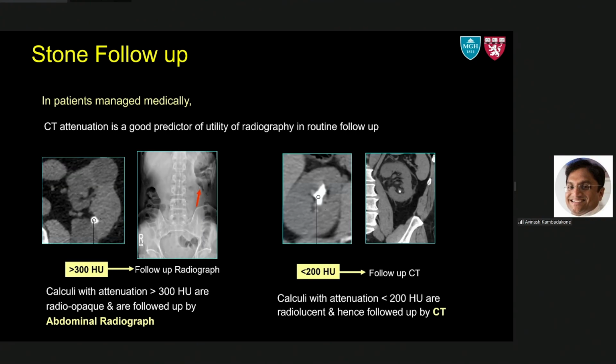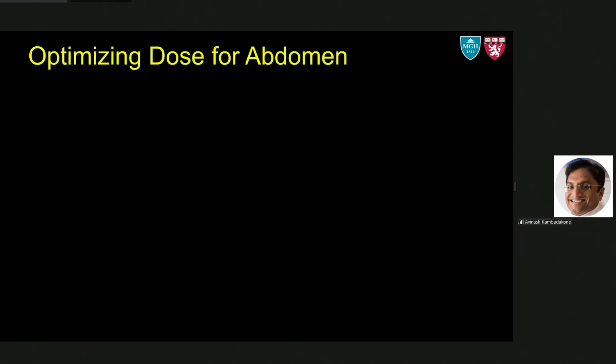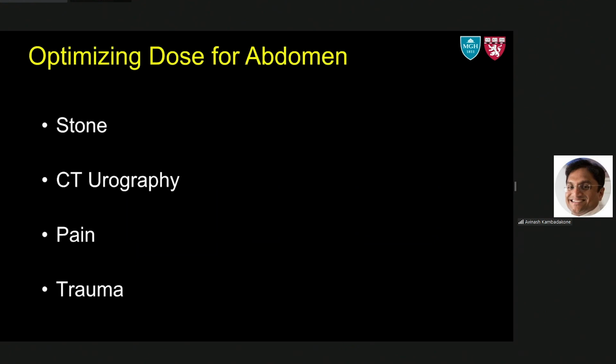One method employed by our urologists here is in patients who require follow-up of stones. On a CT scan, if the stone has a density over 300 Hounsfield units and is seen on the scout radiograph, they get follow-up radiographs instead of a CT scan for follow-up of residual stone burden. And in those stones where the density is less than 200, a follow-up CT is obtained, something which helps in dose optimization.